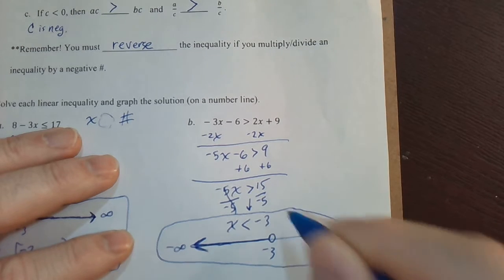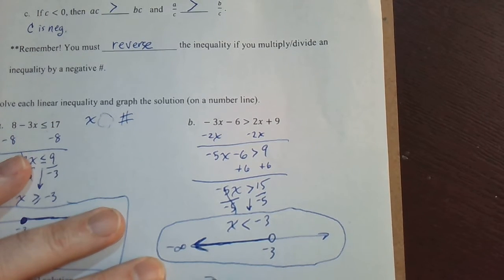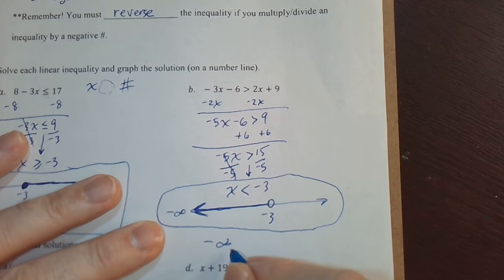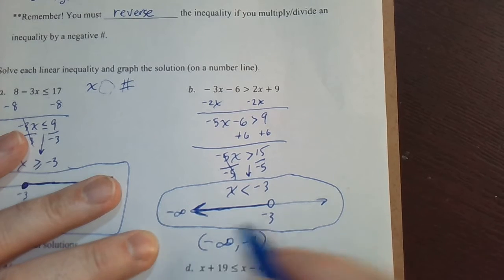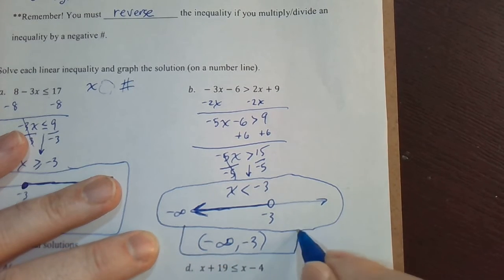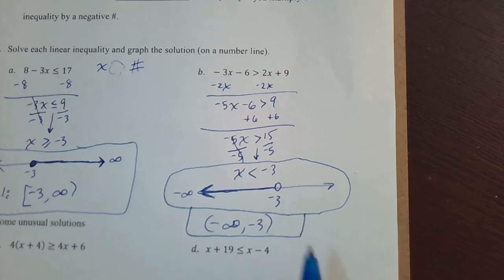Oops, I didn't write down the interval. The interval would be just negative infinity, negative 3, with open brackets. Sorry, I should have put it like that. By the way, if I didn't mention it earlier, if you have infinity, positive infinity would always be on the right, negative infinity is always on the left, and it always has an open parenthesis, not a square bracket.